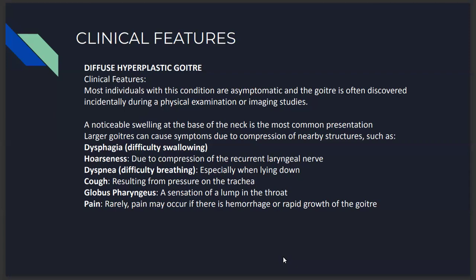Larger goiters can cause symptoms due to compression of nearby structures, such as dysphagia, difficulty in swallowing; hoarseness due to compression of the recurrent laryngeal nerve; dyspnea, that's difficulty in breathing, especially when lying down; cough resulting from pressure on the trachea; globus pharyngeus, which is a sensation of a lump in the throat; and pain, but pain rarely occurs except if there's hemorrhage or rapid growth of the goiter.